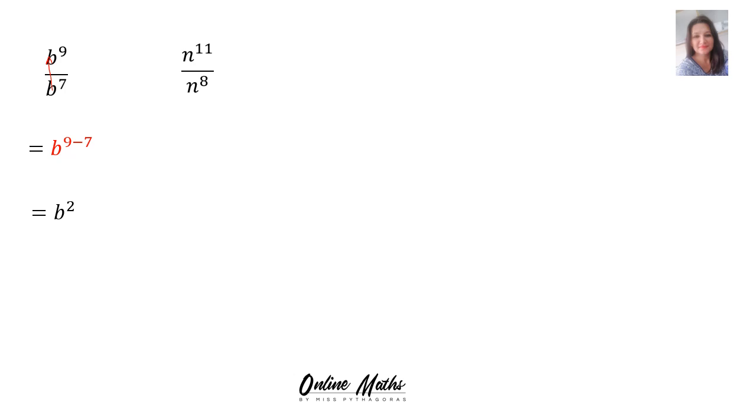n to the 11 divide by n to the 8. Bases are the same, we subtract exponents. Therefore it's n to the 11 minus 8, which is n cubed. a to the 6 divide by a to the 4. Bases are the same, we divide, therefore we subtract exponents. And it becomes a to the 6 minus 4, which is a squared.